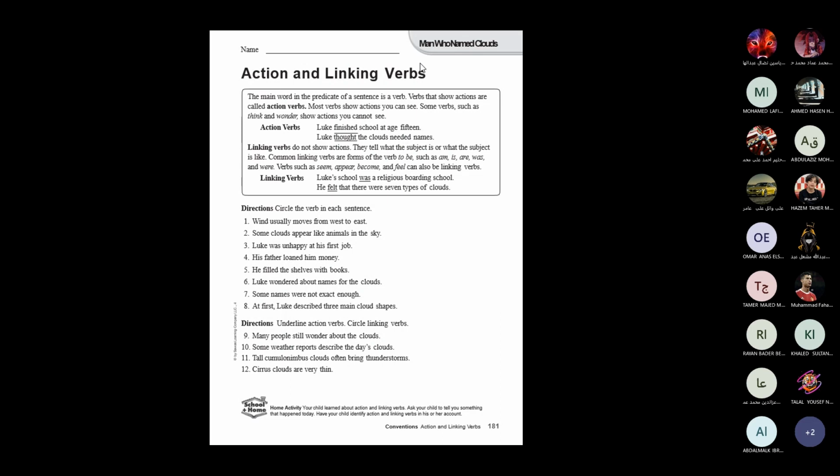Read the sentence 1, 2, 3, 4 times, no problem. Check if you have a linking verb from the table that you've written or not. If you don't have one, that means it's an action verb. Look at the predicate in the sentence. We already discussed before that we have a subject in the sentence and a predicate. Don't look at any other part. The only part you have to look at is the predicate. Think about the predicate, okay?